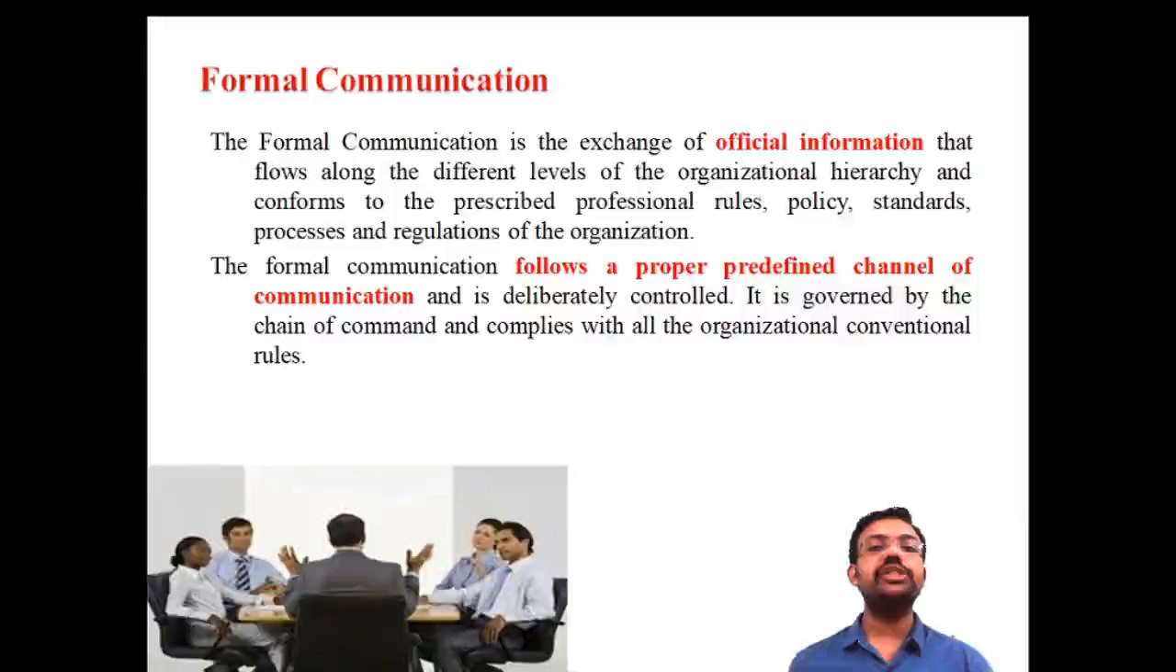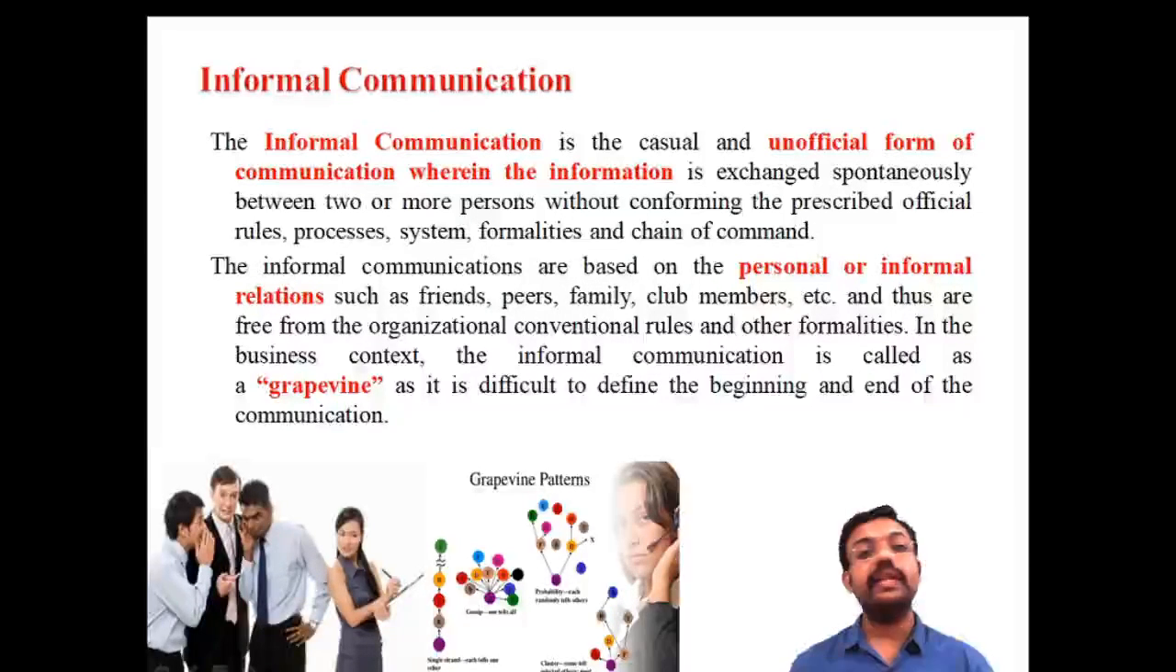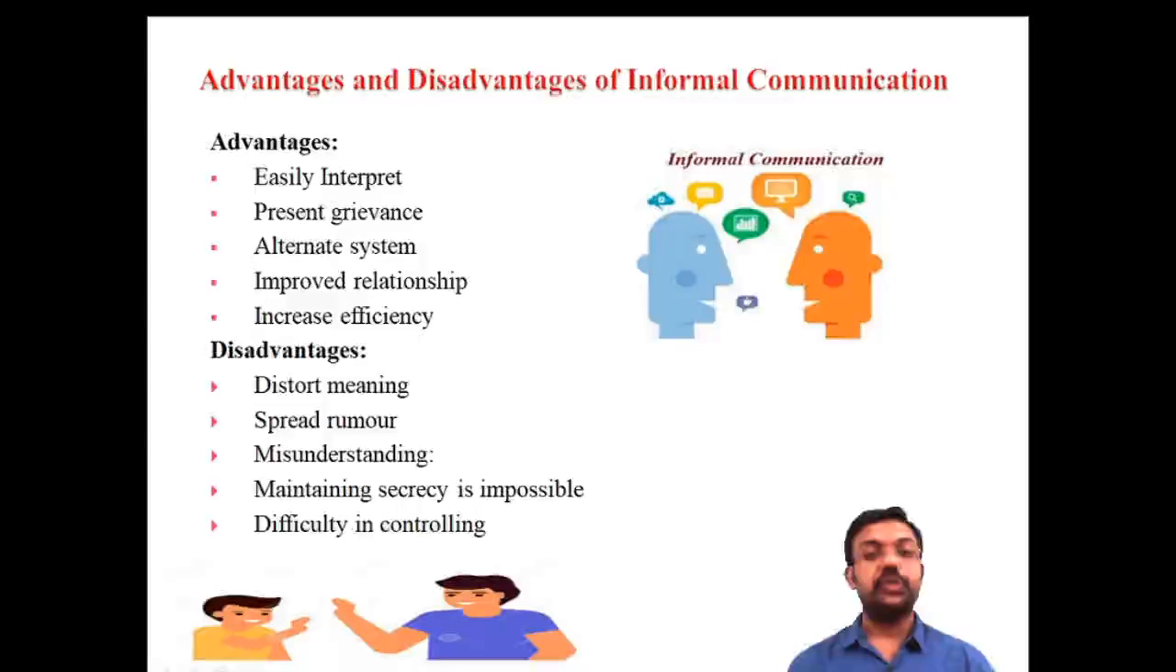In formal communication, there is an official relationship established in the organization. So there are advantages and disadvantages of formal communication. In informal communication, there is a personal relationship established in the organization, also known as the grapevine. Grapevine means it is very difficult to find out the origin, as in the case of a vineyard. Similarly here, it is very difficult to define the beginning and end of the communication. So it's known as the grapevine. And these are the drawbacks and the advantages regarding informal communication.